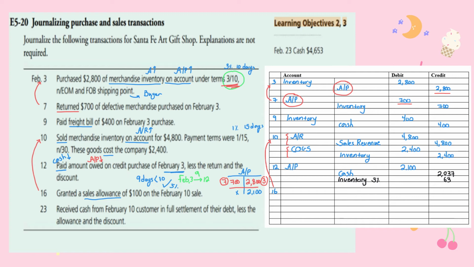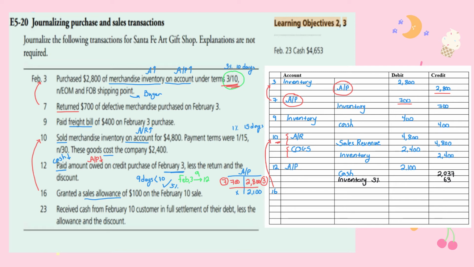So if it was sales return, if he returned the goods to me, I need to switch both entries on February 10th sale. I need to switch accounts receivable to sales revenue, and I need to switch cost of goods sold to inventory. But if it's sales allowance only, I need to switch only the first entry, not both of them. So I need to switch only the first one.